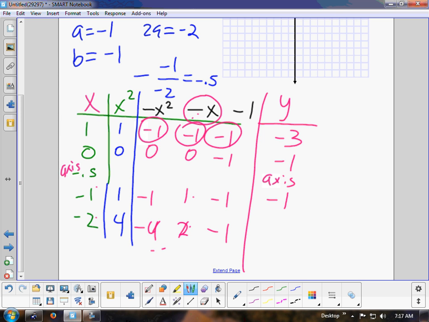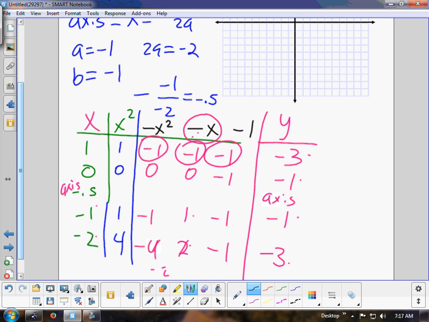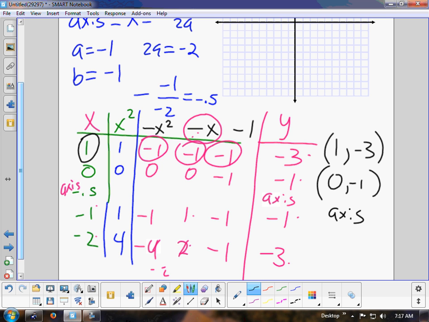And 2, -2, and 1 is -3. So it checks out because these all correspond around that. So now it's just a matter of graphing. And what are you going to graph? I'm going to take the time to write 1, -3. Take the time. 0, -1. Your axis is going to be in the middle of that. Again, that's going to be an estimated value. -1, -1, and -2, -1.